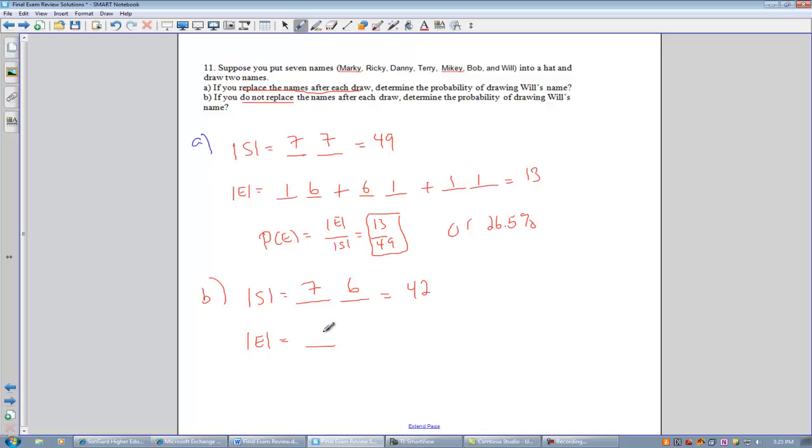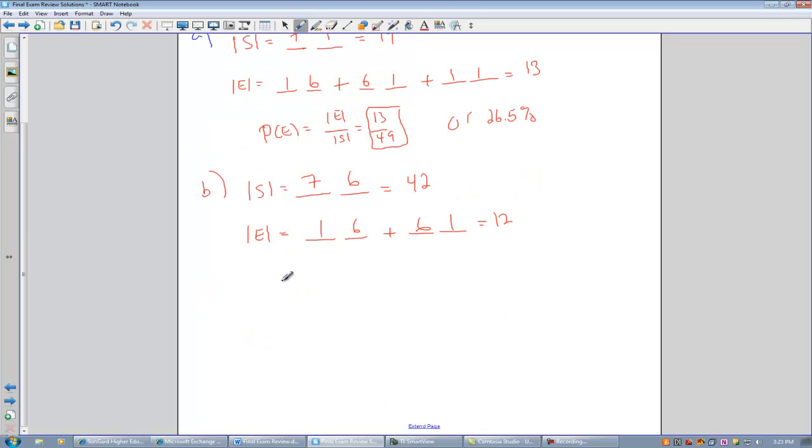And then for the number of things in E, we do the same thing. We're going to do some cases. So you say, okay, I drew Will's name in the first spot, and I get 6 other choices for the second. Plus, instead of drawing Will's name in the first spot, I'll draw it in the second, and I have 6 names for the first. But you don't have the 1-1 case, because you can't draw Will's name twice, since if you draw Will's name once, you don't replace it. So you just have 6 plus 6, so 12 possibilities.